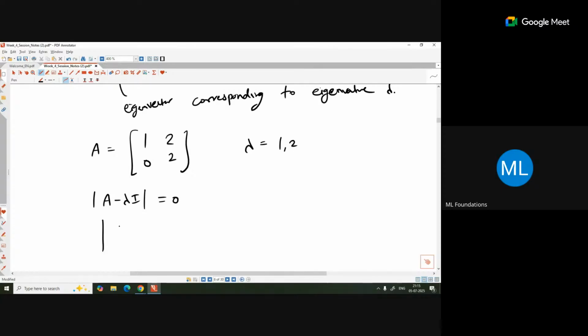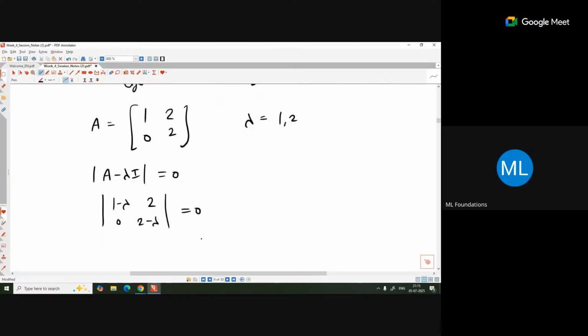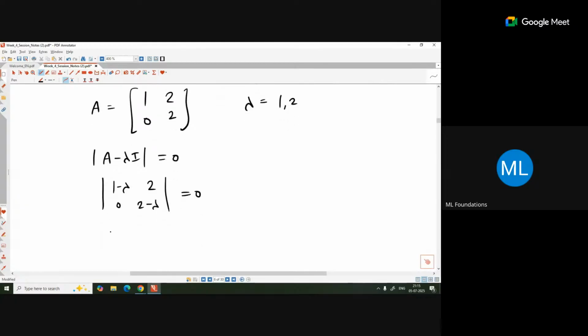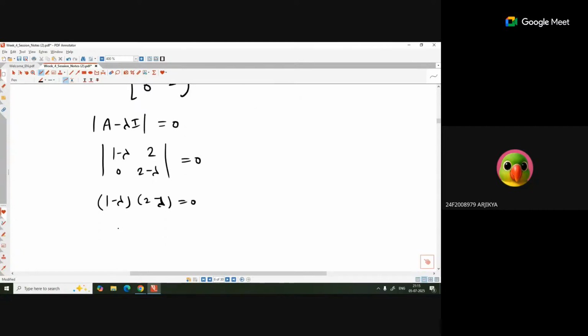A minus lambda I is the matrix with entries 1 minus lambda, 2, 0, 2 minus lambda, and we'll have to find its determinant and equate it to 0. So it is (1 minus lambda) into (2 minus lambda) equal to 0, and that will give me lambda equals 1 and 2, right?